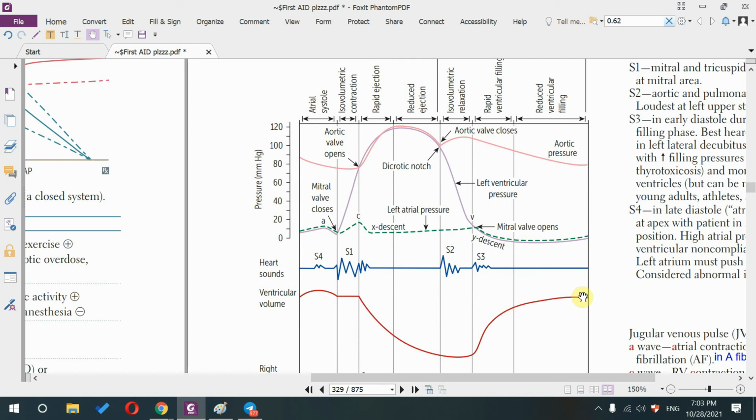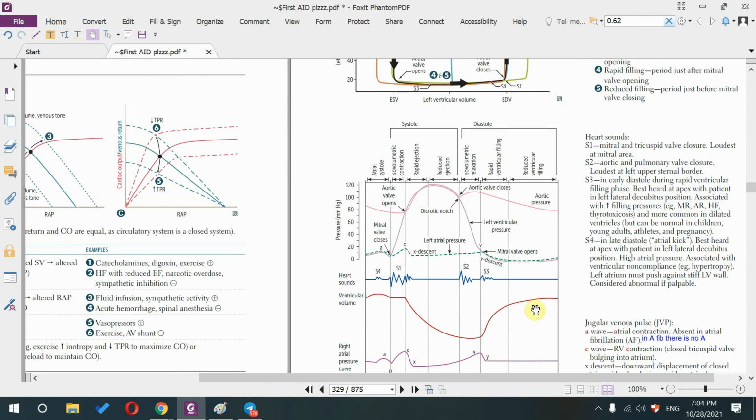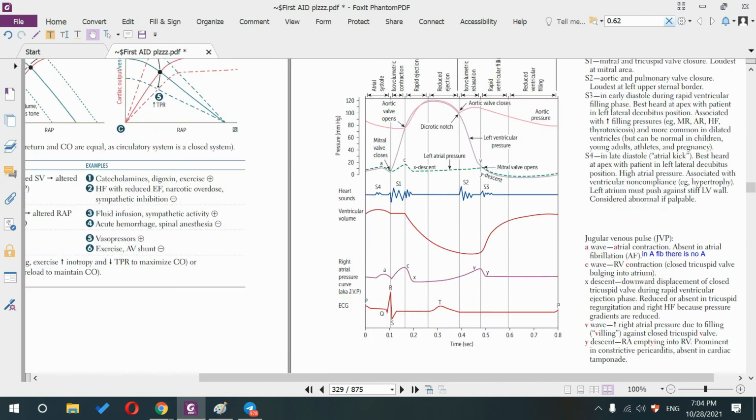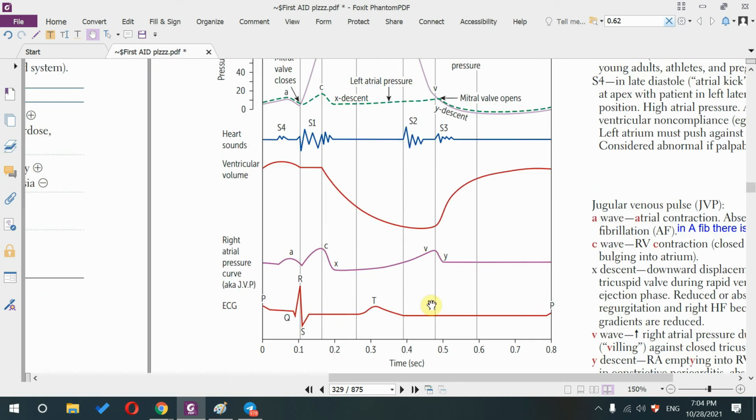And do you remember, guys, what happened in the end? What did the atrium do? It wanted to do one last kick, the atrial systole. So one last kick, adding a little bit of volume to the left ventricle. That's it.